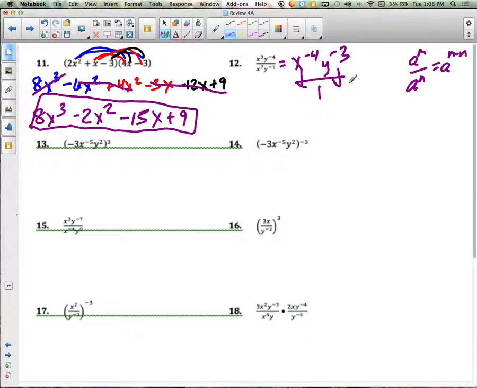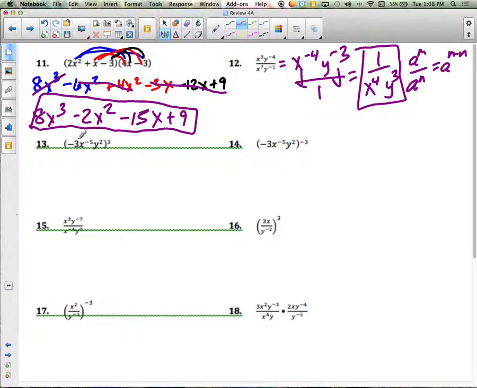And once we bring them down, we will end up with 1 over x to the fourth, y to the third. Once you move them, everything's happy and you're done. Question number 13, again there's a parenthesis and an exponent. We have to multiply the exponents once we see that. Make sure you can notice that.